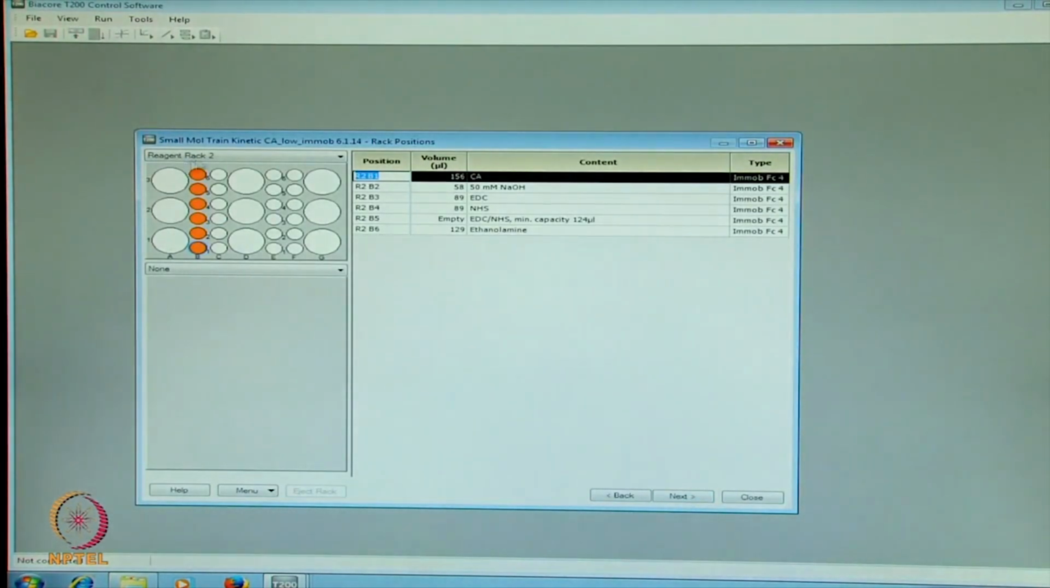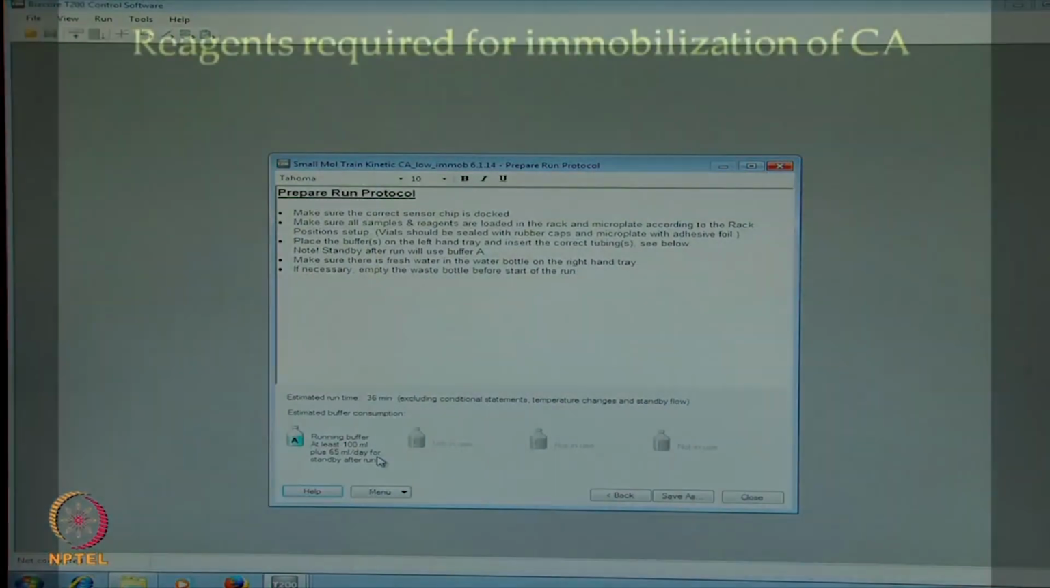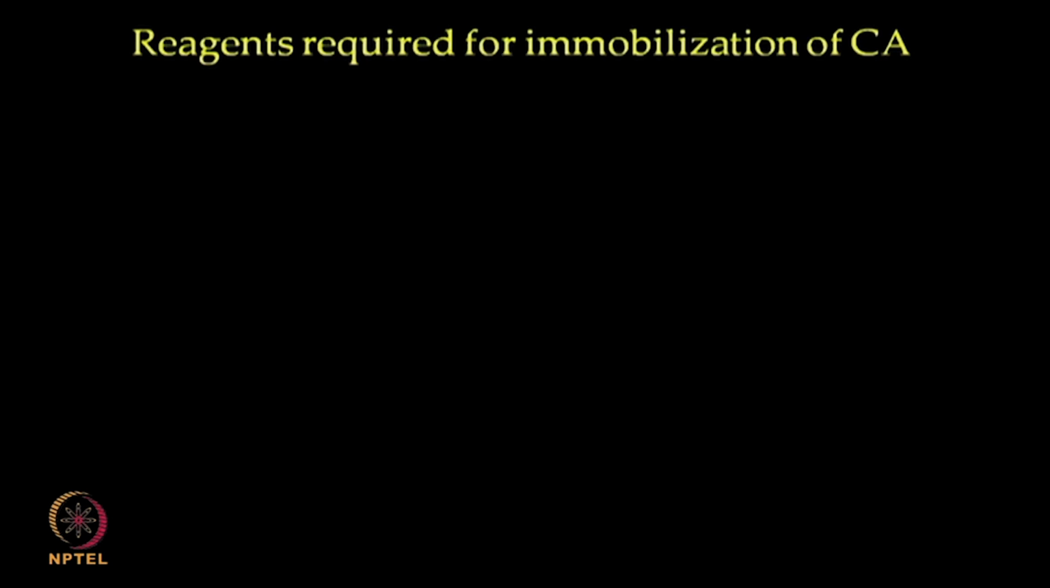Now we will have the following reagents prepared for the kinetic analysis of the interaction of carbonic anhydrase with various small molecules. Once the template is prepared, we go on to the next tab and we identify the runtime of 36 minutes with a buffer consumption of at least 100 ml for this particular session. As per the volumes listed on the table, we will prepare the buffers and reagents required for immobilization of carbonic anhydrase on the sensor chip.